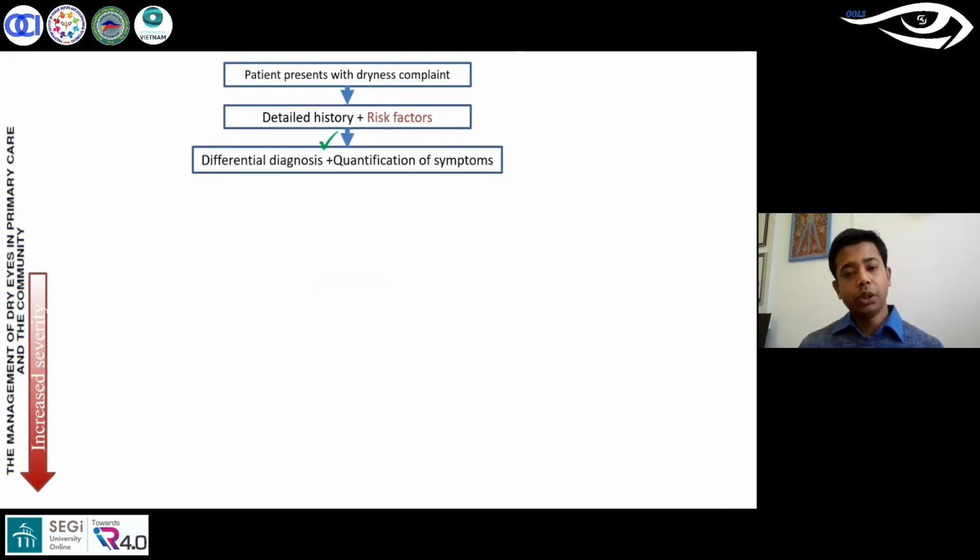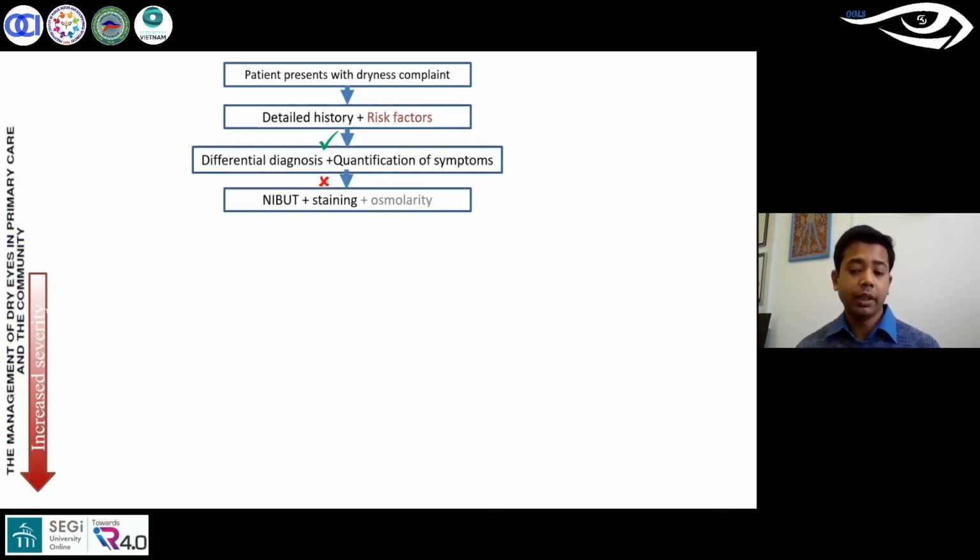When you have a detailed history and risk factors, we should be able to differentiate the diagnosis between aqueous deficiency, evaporative dry eye, or maybe mixed, and try to quantify the symptoms. Is it moderate, severe, or mild, or maybe just a pre-dry eye patient? If I go next, we then go ahead with some of the tests, which are non-invasive breakup time, staining, and osmolarity.